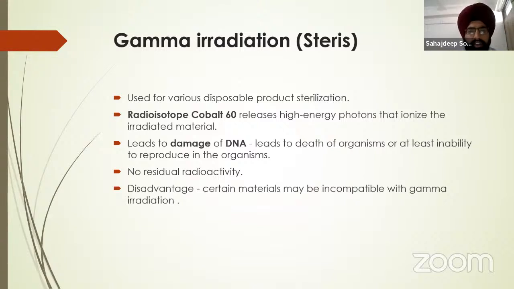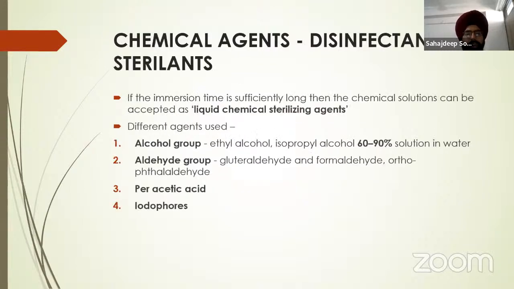Then comes gamma irradiation, the third point of the low temperature sterilization. It is also used for various disposable product sterilization. Here, the radioisotope cobalt-60 releases high energy photons that ionize the irradiated material, which leads to damage of the DNA of the organism, leading to its death or inability to reproduce. There is no residual radioactivity. Disadvantages: certain materials may be incompatible with gamma irradiation.